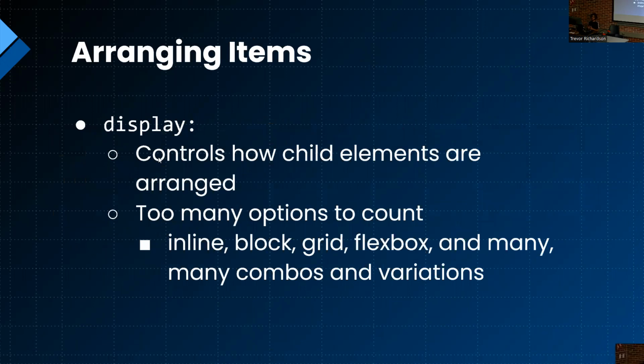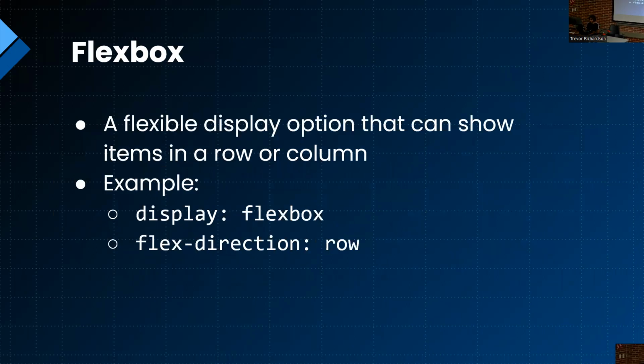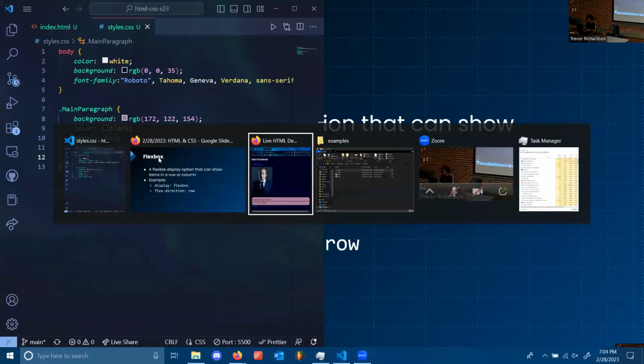Now, the next important thing, and this is the part where it's really easy to get mixed up, is how to arrange items across the page. Long story short, there are a million ways to do this in CSS. Inline, block, grids, flex blocks, those are all different combinations you can use for your display element. We're going to go over Flexbox for now because it's the most versatile. Basically, it's a flexible display option that you can use to arrange your elements in either rows or columns. So we'll go ahead and demonstrate right here.